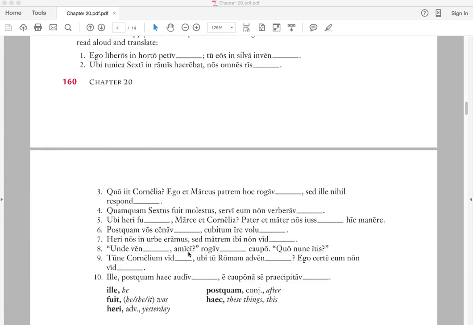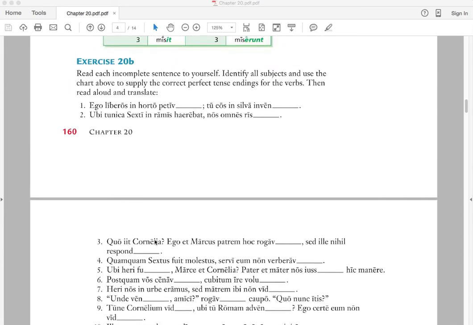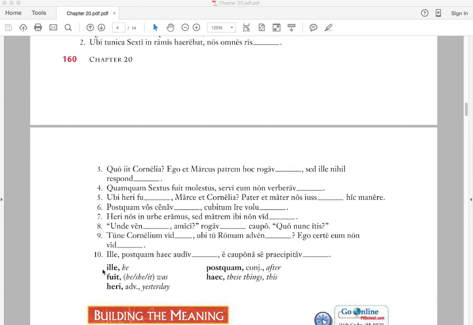Quo iit. Let's see, is there any new vocabulary down here to look at? Not for this question, I don't think. Quo iit Cornelia: where did Cornelia go? This is from the verb eo, ire, and this is again perfect tense of to go. To where, literally, did Cornelia go? I and Marcus, or we would say Marcus and I, asked Father this, but ille, which is actually introduced as he here, but he responded nothing, or he replied nothing, or you could also say he did not reply, maybe.